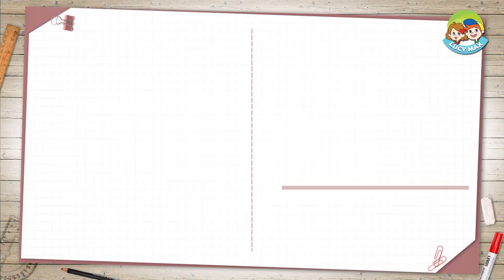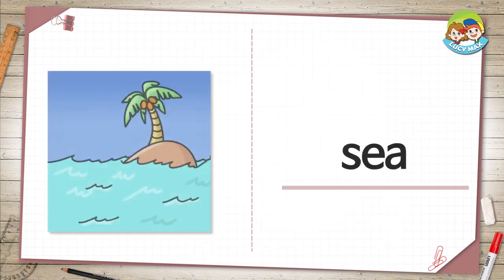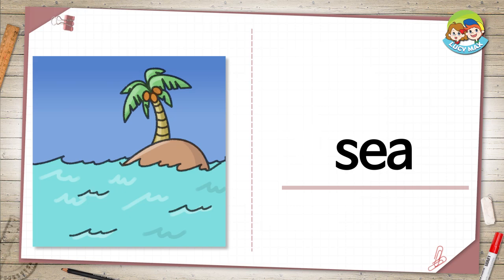Let's look at the key vocabulary words using the pictures. The first word is sea. The water that is around the island is the sea. There is a tree on the island and waves in the sea. Many things live in the sea. What sea animal do you like?